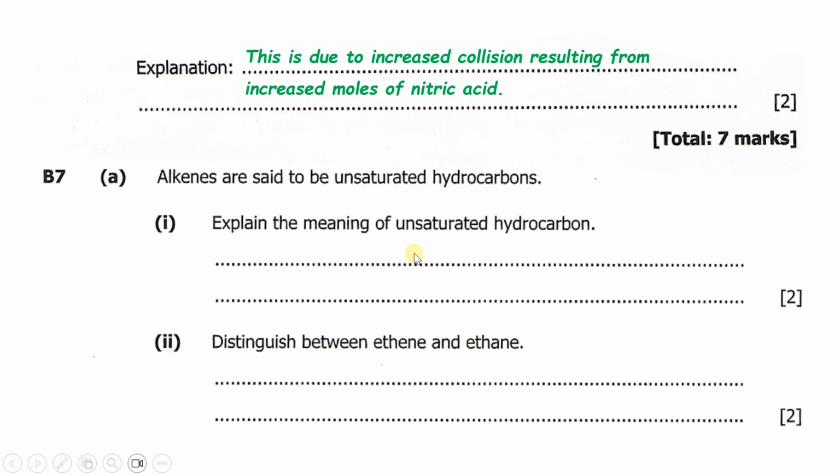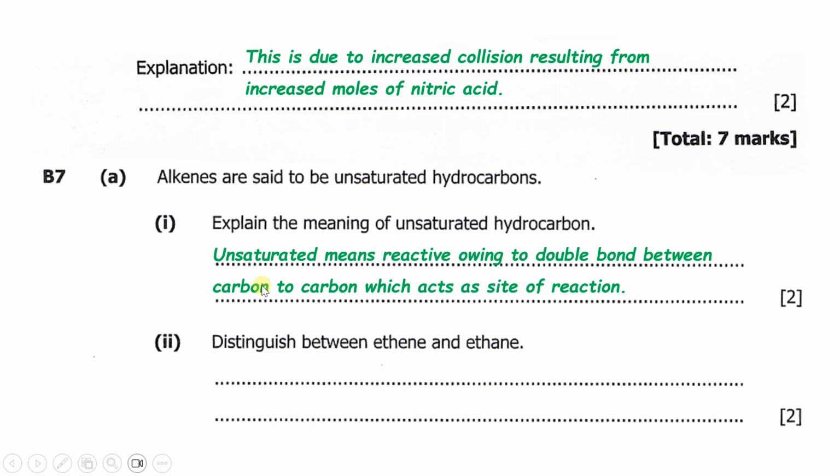Then B7 says alkenes are said to be unsaturated hydrocarbons. Part 1, explain the meaning of unsaturated hydrocarbons. So unsaturated means reactive owing to the double bond between carbon and carbon, which acts as the site of reaction. In alkenes there are double bonds, so because they have double bonds, they are said to be unsaturated.